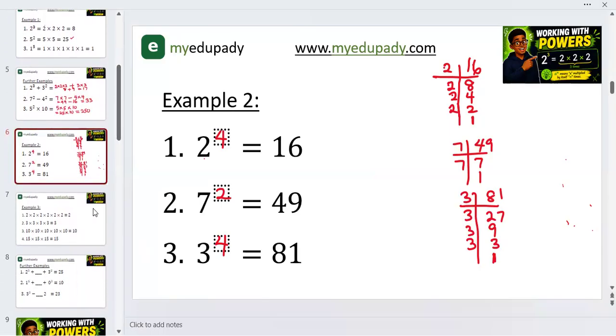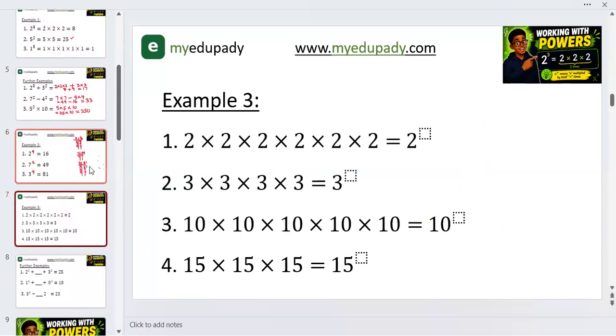We have this, the next part. 2 times 2 times 2 times 2 times 2 times 2 can be written as 2 to what power, or to what exponent. So you see in this place we are multiplying 2 in how many places? 1, 2, 3, 4, 5, 6. So by counting, we are multiplying 2 in 6 places. So this is 2 to the power of 6.